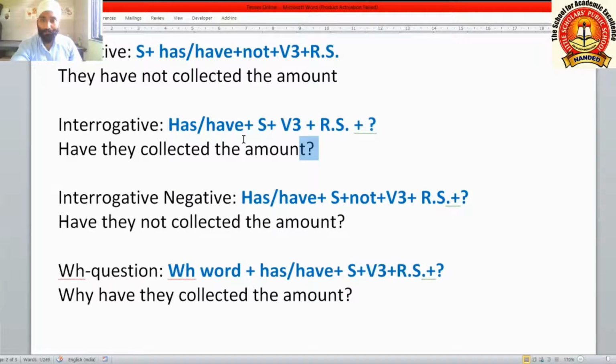Let us see the negative form of this interrogative negative. Has/have plus subject plus not plus V3 plus remaining sentence plus question mark. Have they not collected the amount? Here you can write in this way also: Haven't they collected the amount? If you are using haven't, don't use this not again, because haven't means have plus not, the short form.